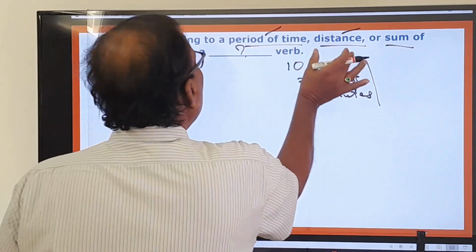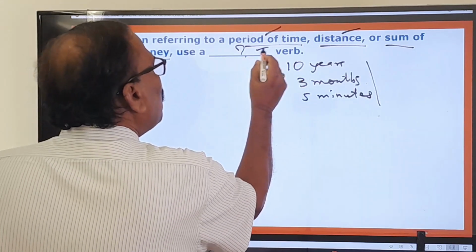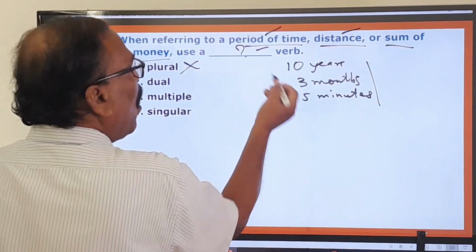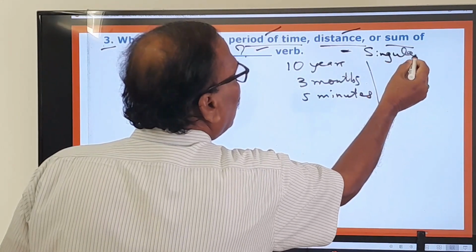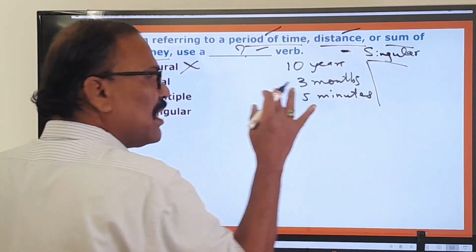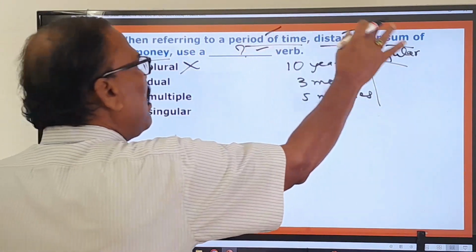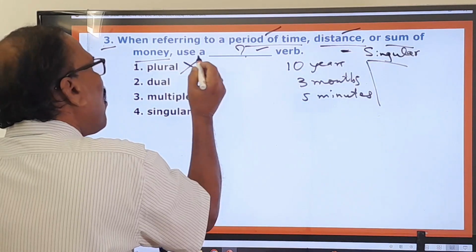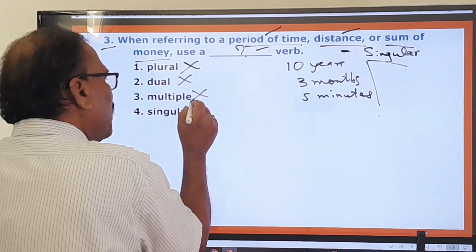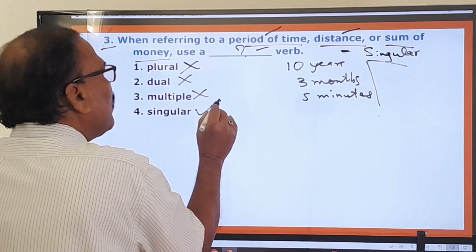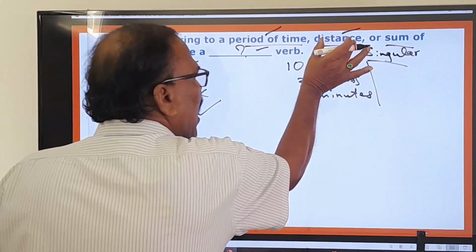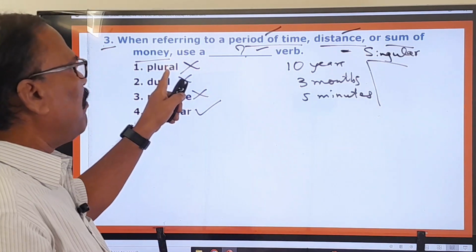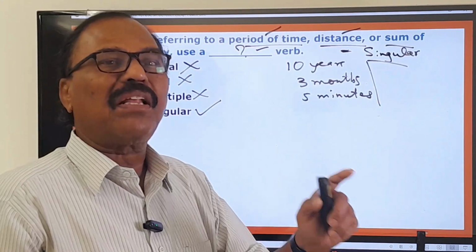So here, all these things take what? A dash verb. What is that verb? Here you pay attention. Plural verb? No, because all these convey a singular meaning. A period of time indicates a singular meaning. Distance conveys a singular meaning. A sum of money also conveys a singular meaning, and therefore we don't use a plural verb with them. A singular verb we use with that. Therefore, with a period of time, with a distance, with a sum of money, we use only a singular verb, but not the plural verb, because they all convey a singular meaning.